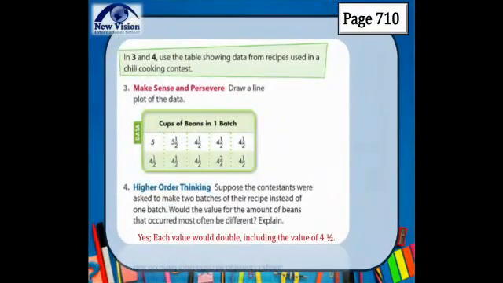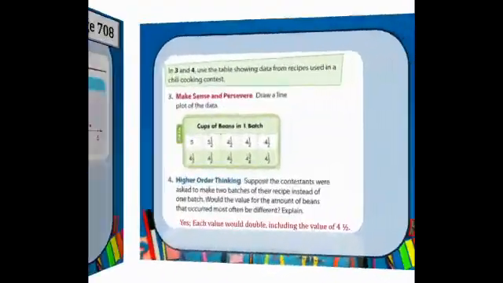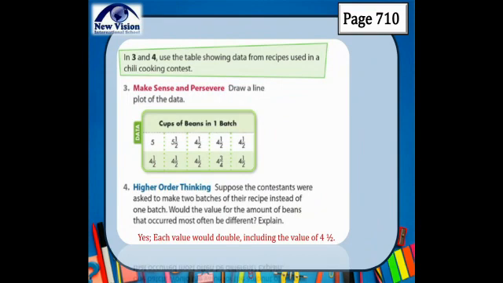Okay, next, page 710. In 3 and 4, use the table showing data from recipes used in a chili cooking contest. Draw a number line, plot the data. Number 3, draw a line plot of the data.